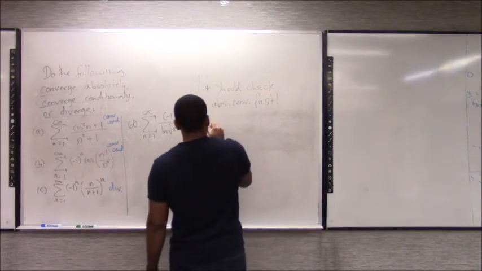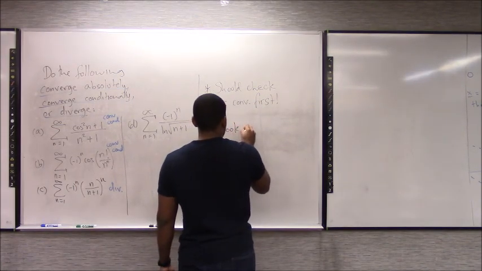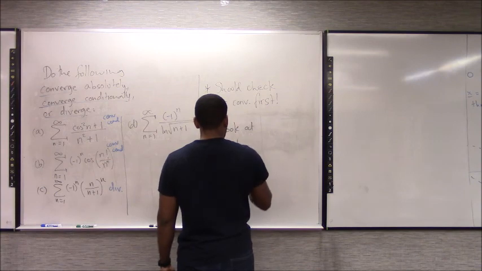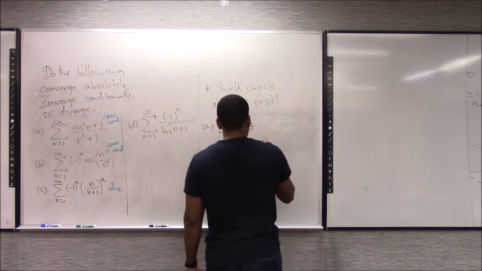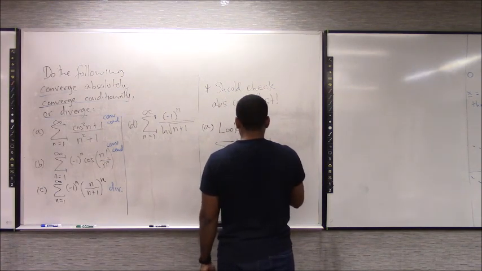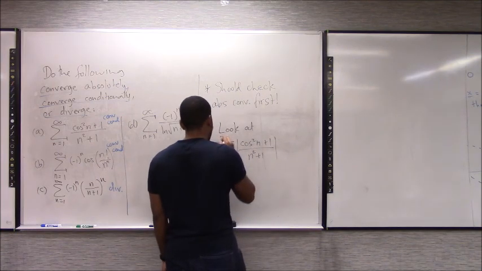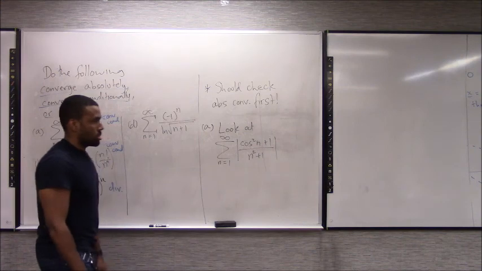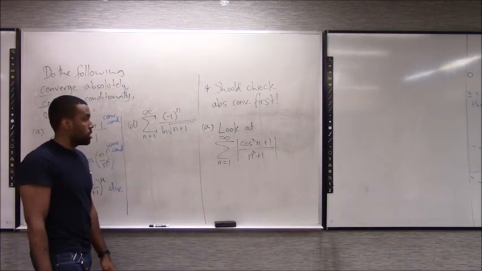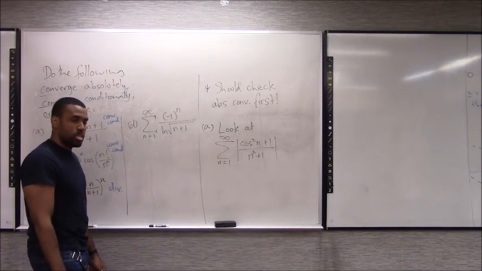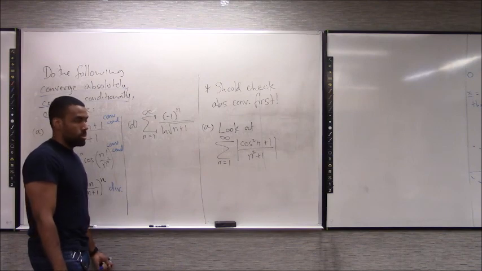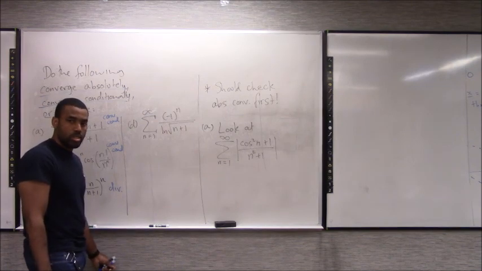So for A, I would look at the absolute value of that. Now looking at that, what can you tell me? It's always positive. Yeah, that's what the absolute value means. What else can you tell me in terms of its convergence?